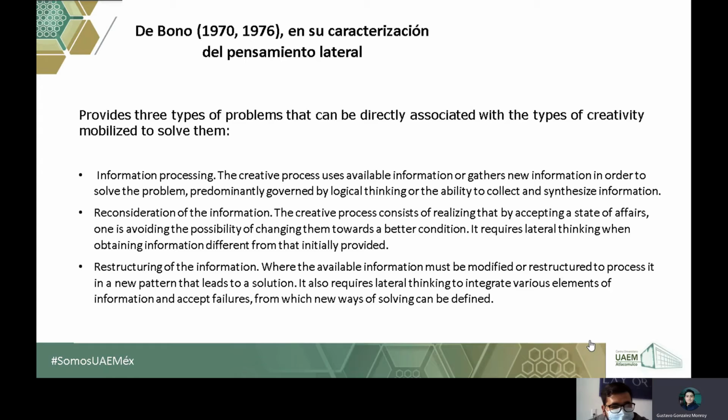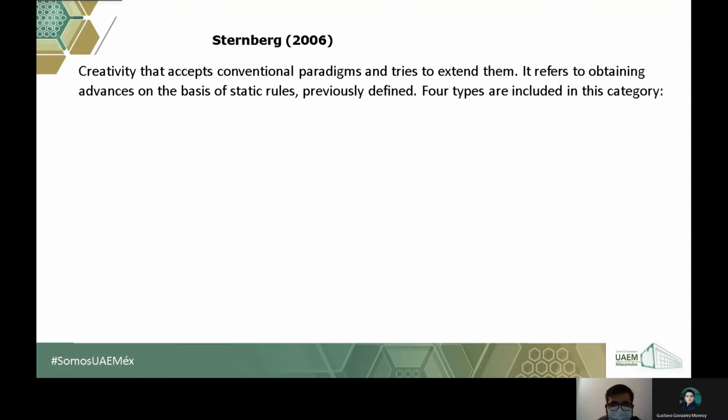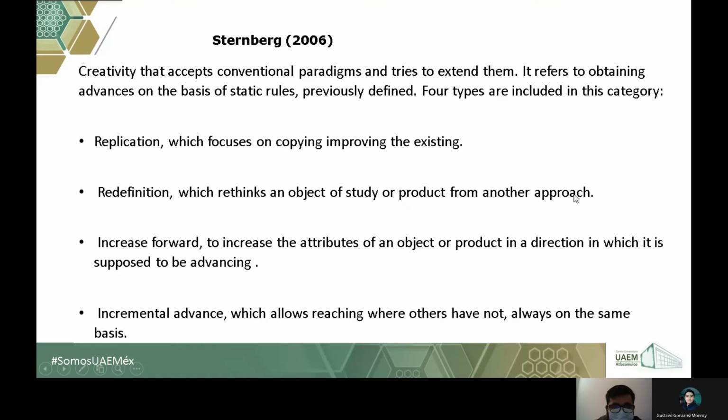Three, restructuring of the information, where the information must be modified and restructured in a new pattern so that the solution is found, which also requires lateral thinking. Sternberg targets the concepts and conventional paradigms and tries to extend them. It refers to advances on the basis of rules previously defined for the types included in this category.